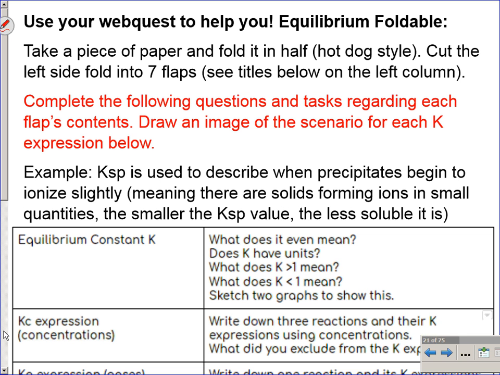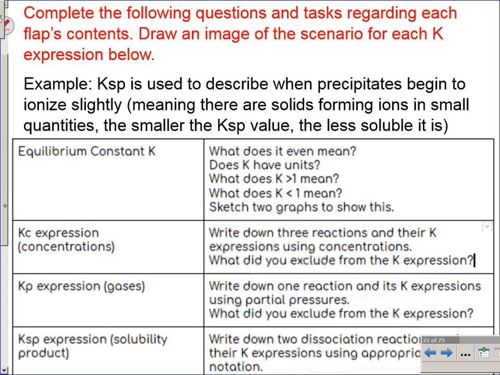What are the units of K? It doesn't have units, right? It is a number. It is not a measurement. It is a number that gives you information about the extent of the forward reaction. It does not have a unit at all. Yay, no units. Okay.